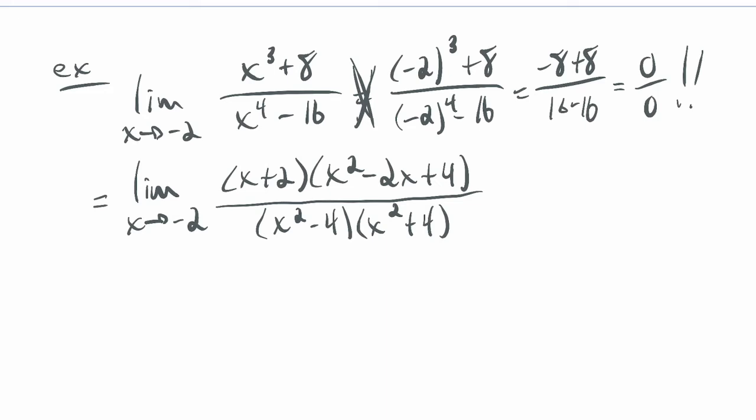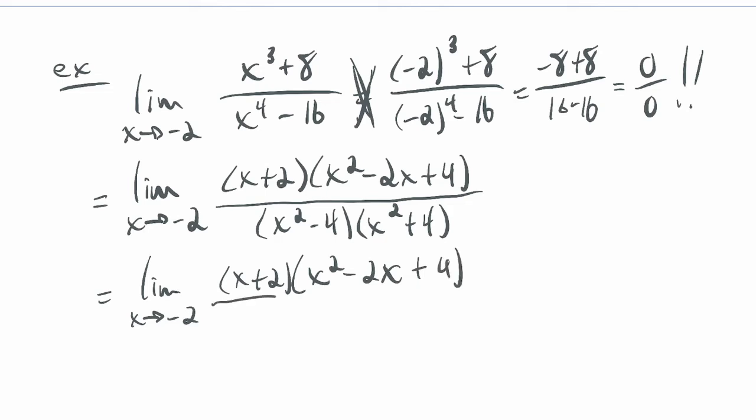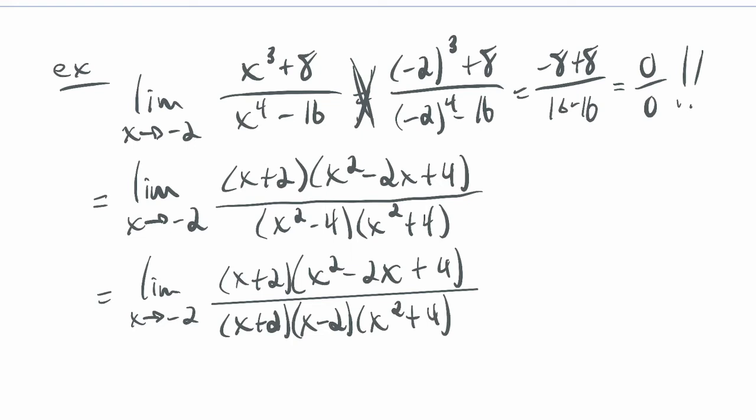But this is still a difference of squares, so I can factor it again. So this is equal to the limit as x goes to -2 of x plus 2 times x squared minus 2x plus 4, all over x plus 2 times x minus 2 times x squared plus 4. And now I can cancel the x plus 2.